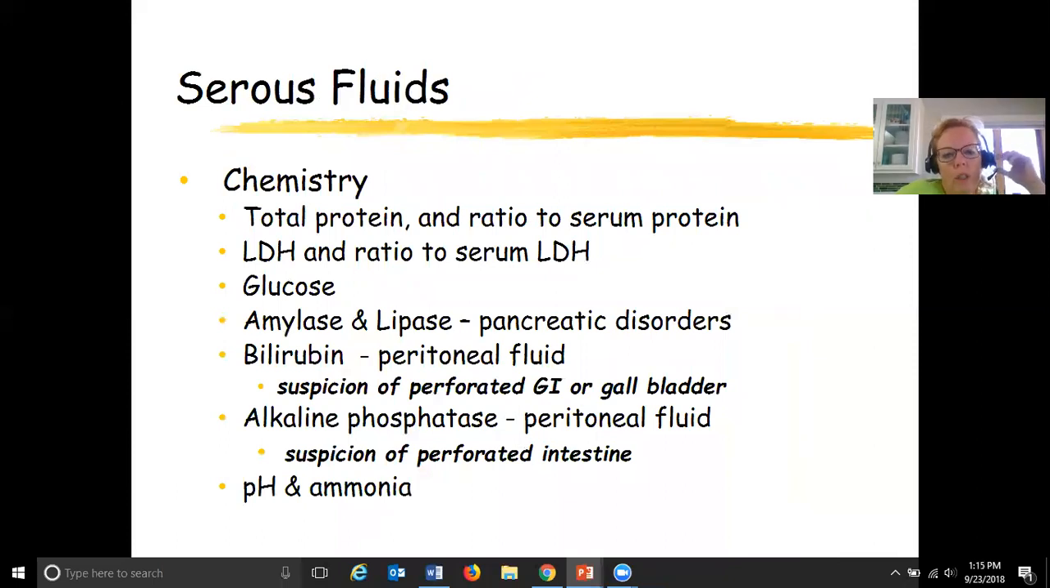Okay, so we're going to talk a little bit about chemistries. I'm going to pause here and put this in another part of this lecture. So we're going to end part one. This is going to be part two. We'll pick up with chemistry.